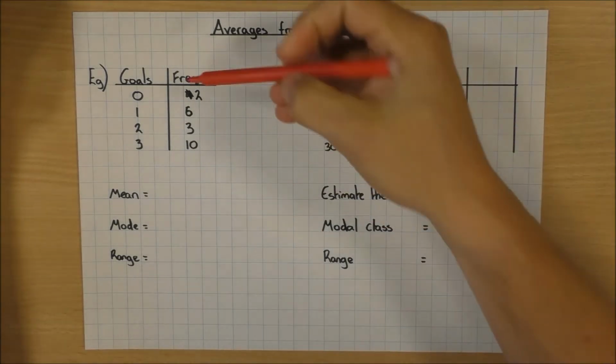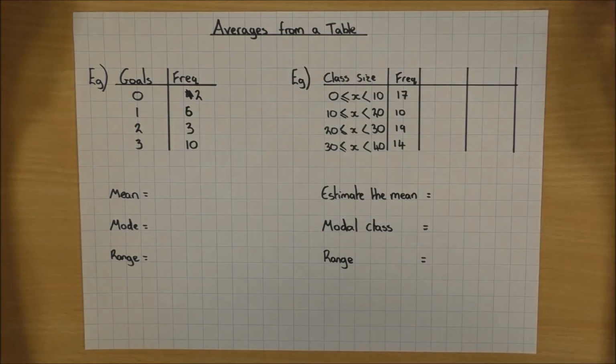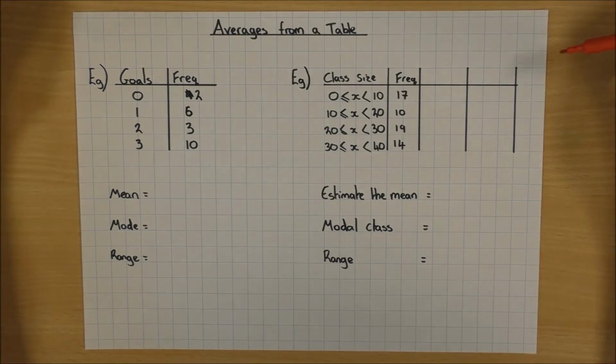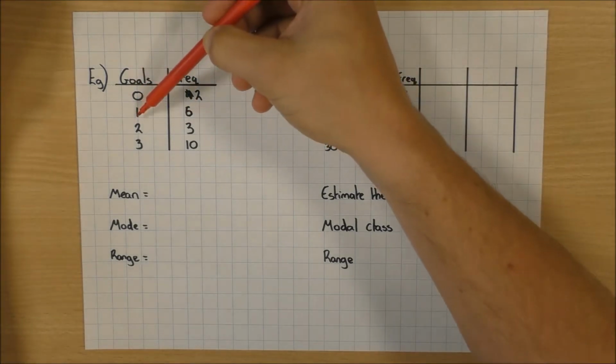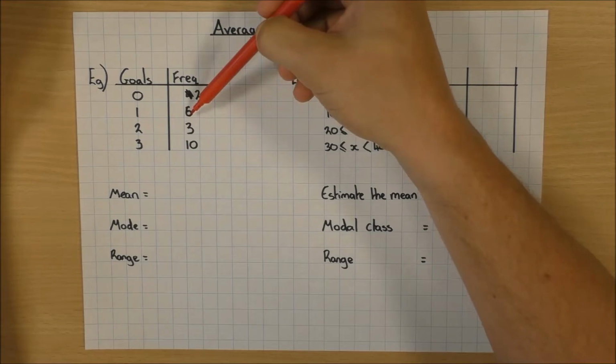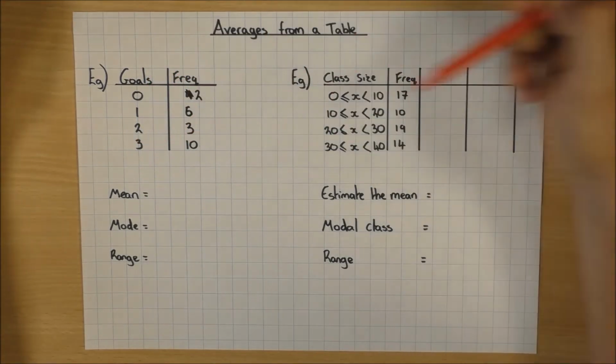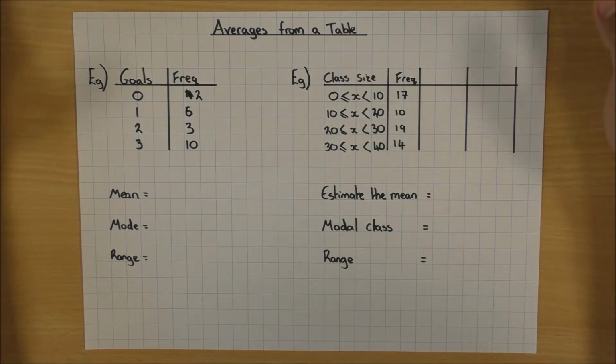Remember, frequency means how many. So how many times did I get 0 goals? Well, frequency is 2, so that happened twice. How many times did I score 1 goal? Well, frequency is 6, so I did it 6 times. 2 goals, 3 times, 3 goals, 10 times. That's all that means.